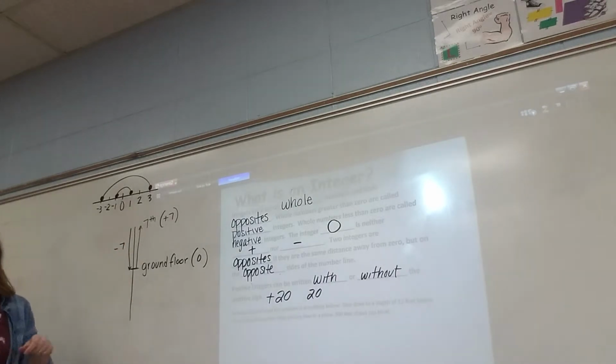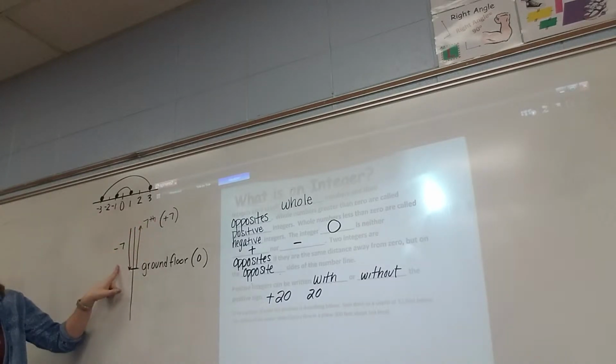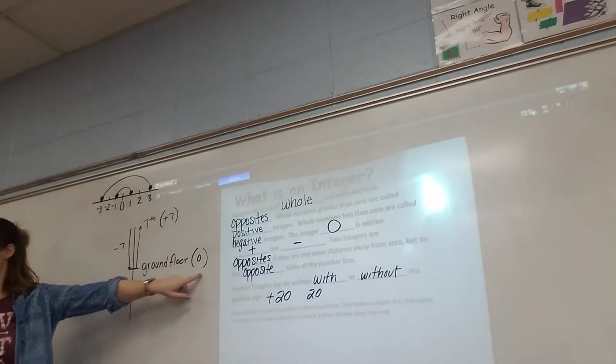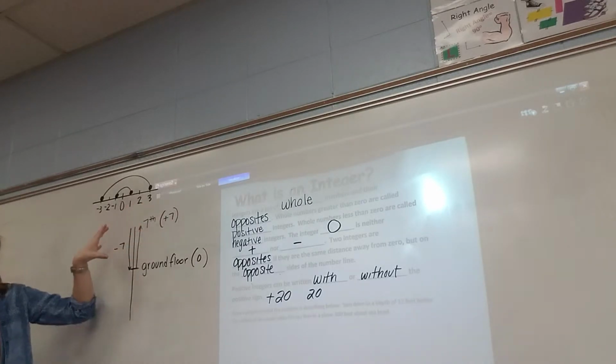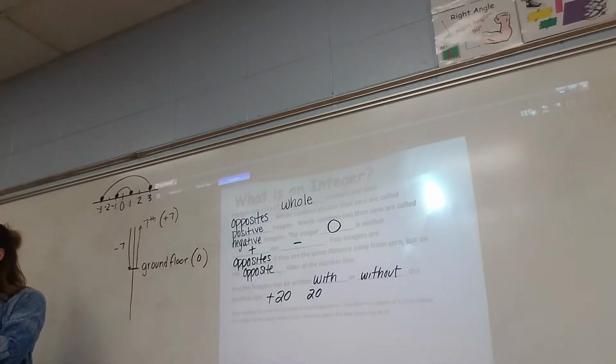So I went up 7, and then I went down 7. Where do I end up? Down 0, which is 0. So whenever you have a number and its opposite, it's always going to equal 0.